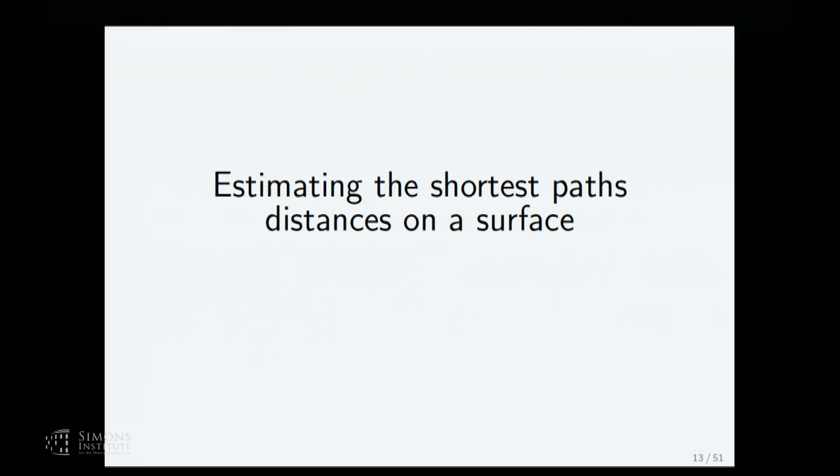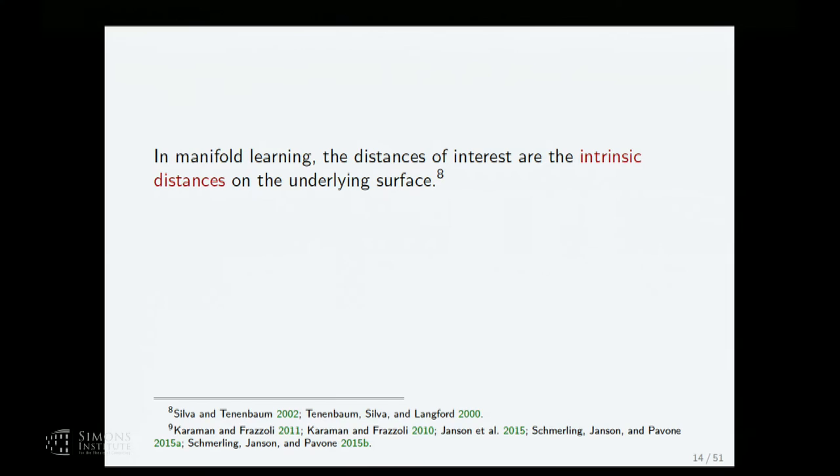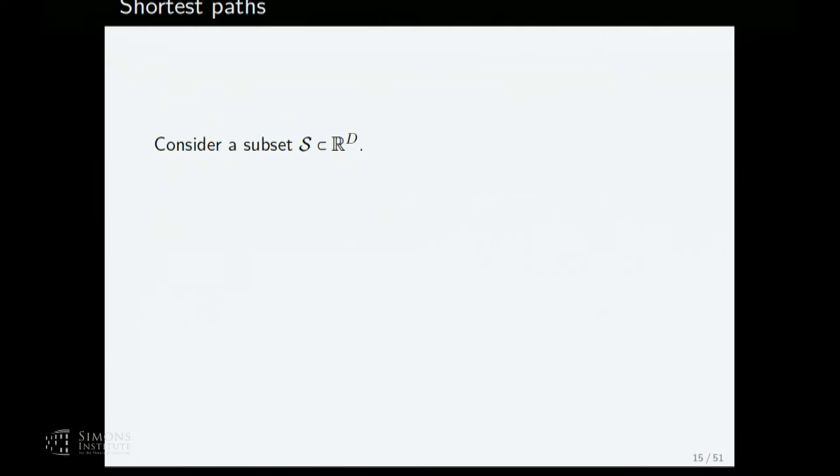So here's the setting. This is what I just said about manifold learning: the distances of interest are not the Euclidean distances, but the intrinsic distances on the underlying surface. And the same is true in motion planning, where if you're in a domain with some obstacles, by definition you don't want to go through the obstacle, so you have to go around. Therefore what you're interested in are the paths that are intrinsic to the domain and not the Euclidean paths. There's a very large literature on motion planning.